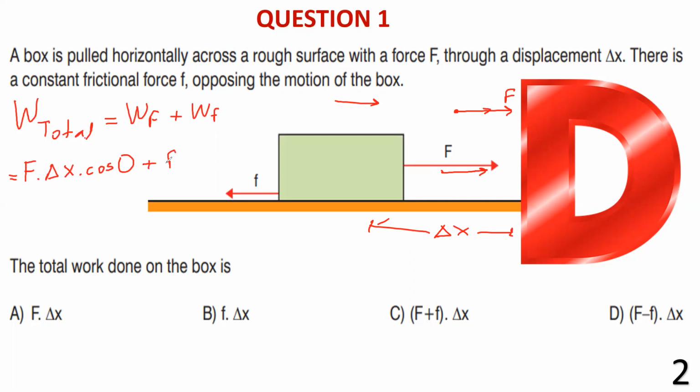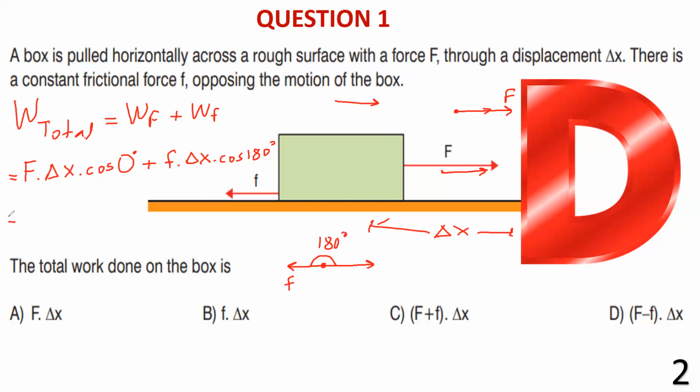Plus friction force: now we are calculating work done by friction force times delta x times cos 180 degrees. Why are we using 180? Because this is the direction of motion and this is your friction force, in the opposite direction. So as you see, the angle is 180 degrees.